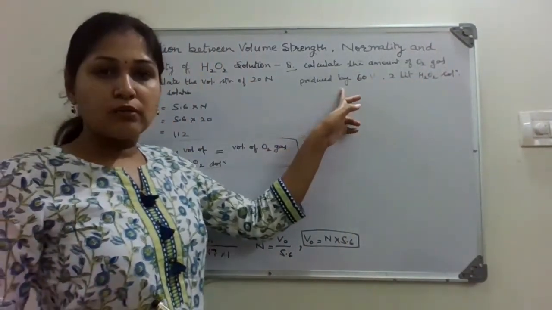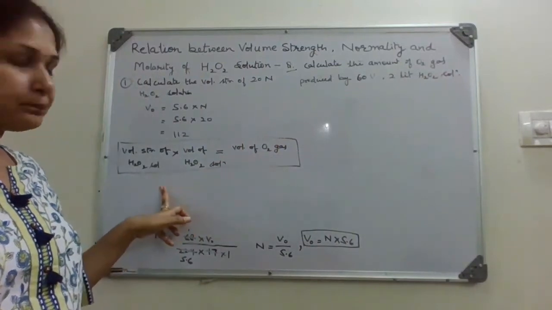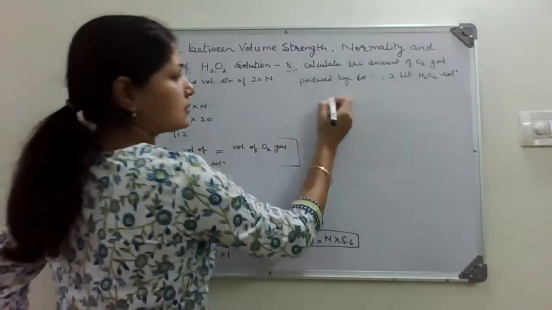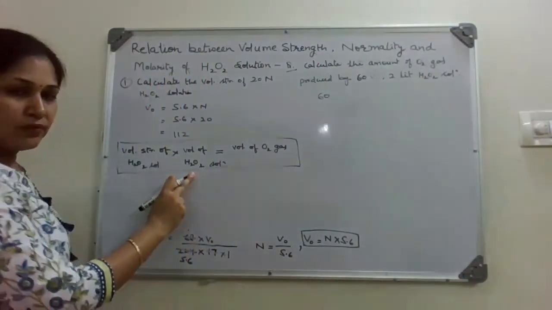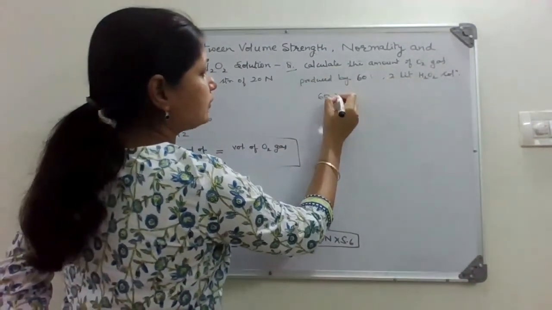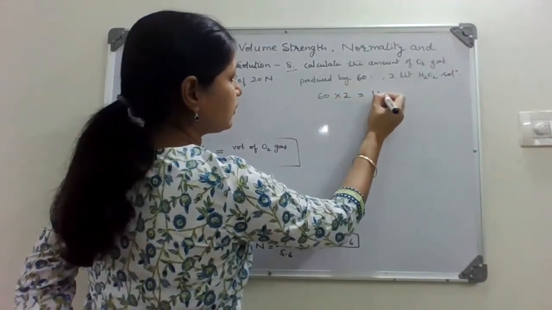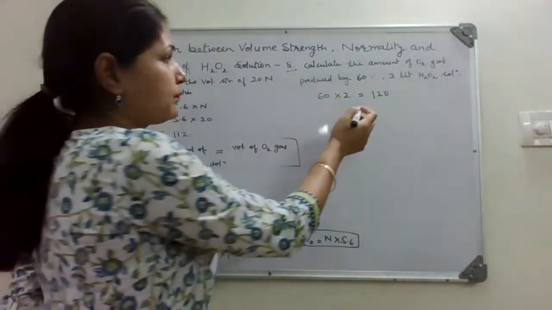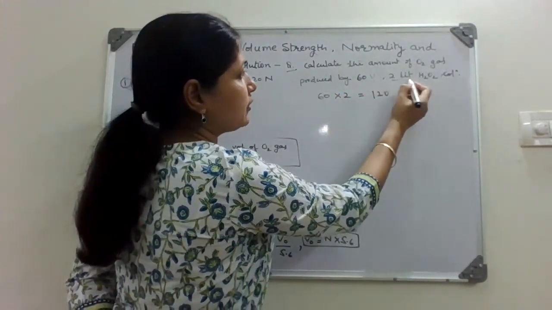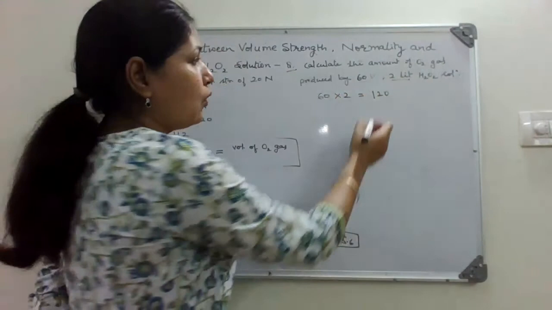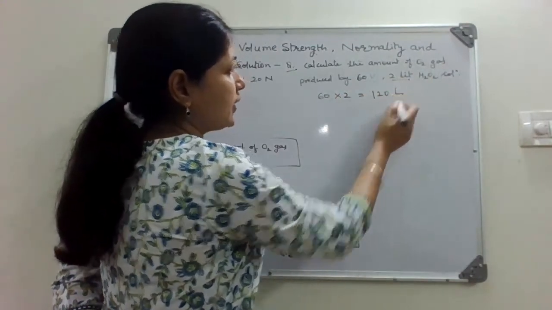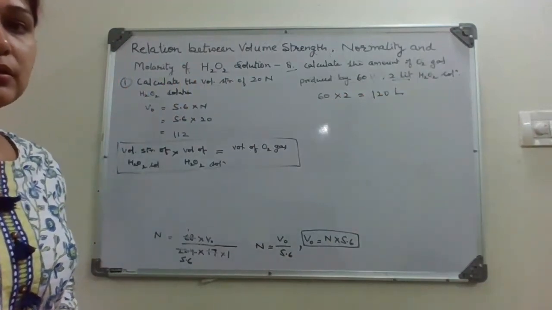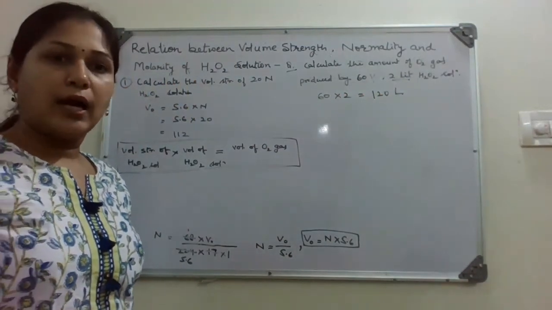To solve this question, we will use this formula. Volume strength of hydrogen peroxide solution here is 60. Volume of hydrogen peroxide solution is 2 liter. It is equal to 120. It is equal to volume of oxygen gas produced. So, from this 60 V, 2 liter hydrogen peroxide solution, 120 liter of oxygen gas is produced. This is all about the volume strength, normality and molarity of hydrogen peroxide solution.